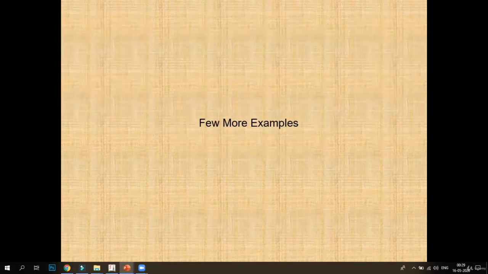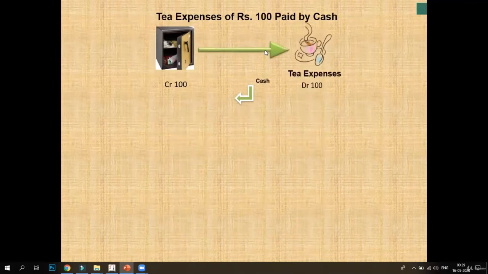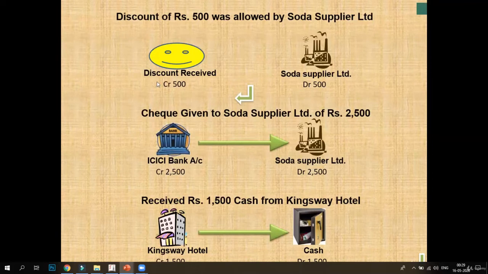Now the next transaction we can have here is discount of rupees 500 was allowed by Soda Supplier Limited. Soda Supplier Limited has given us the discount of rupees 500. So this discount received is our what? Income. And what will we do about the income? We'll take it to the nominal account. What does the rule say? We have to credit discount received. And who is the giver of this income? The Soda Supplier Limited. So the Soda Supplier Limited will be debited as per the personal account.